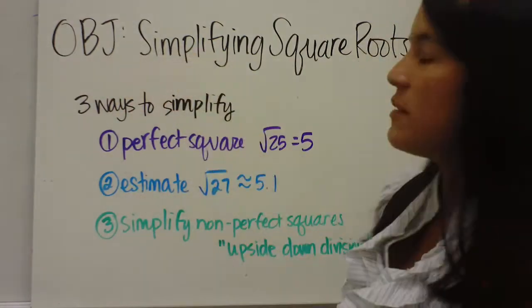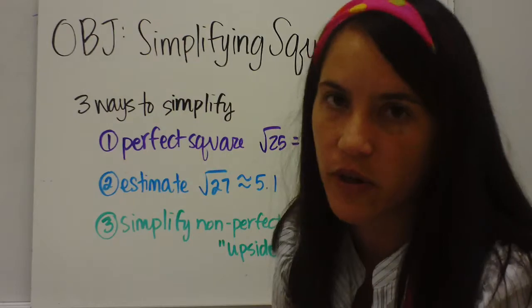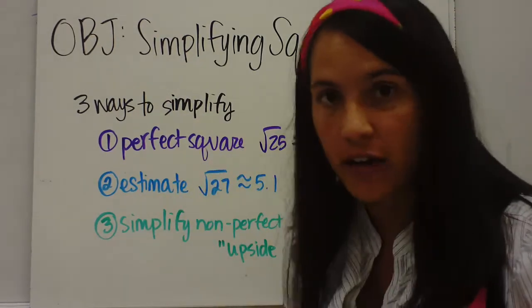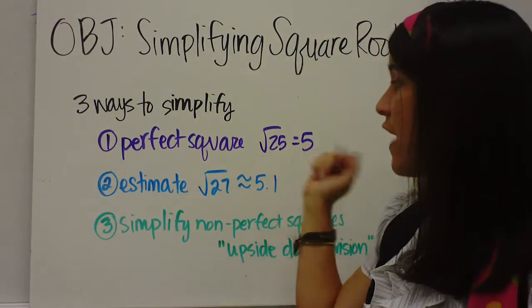Today's objective is simplifying square roots. So there's 3 ways to simplify square roots that we've been doing. The first way is if it's a perfect square. If it's a perfect square, you just simplify it, like square root of 25 is 5.